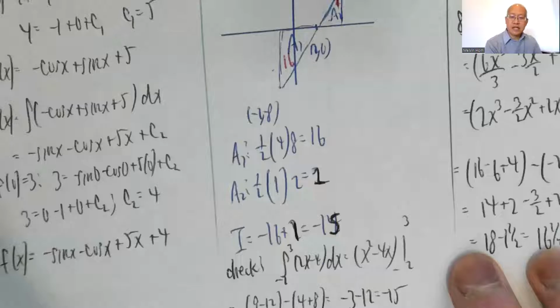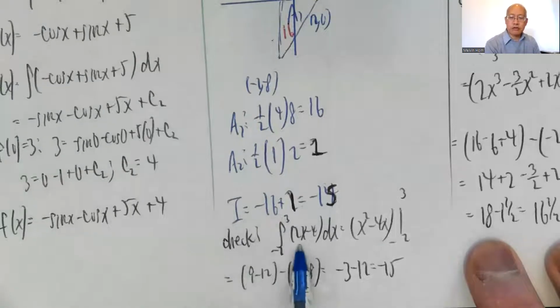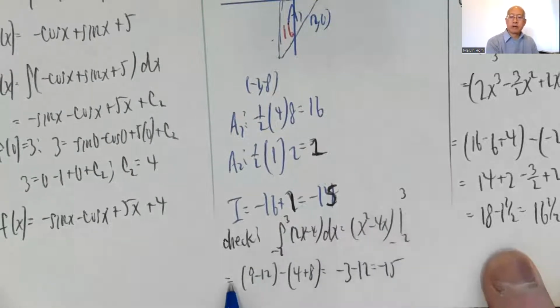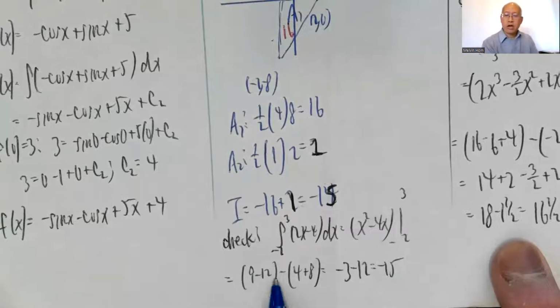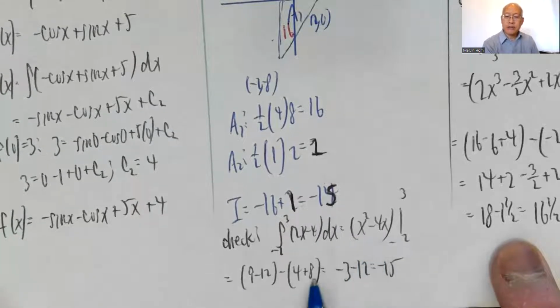As a double check for integration, if you integrate from negative 2 to 3 of 2x minus 4 dx, you get x squared minus 4x from negative 2 to 3. Plug in 3, you get 9 minus 12, minus plug in negative 2, you get 4 plus 8. So that's negative 3 minus 12, which is also negative 15.